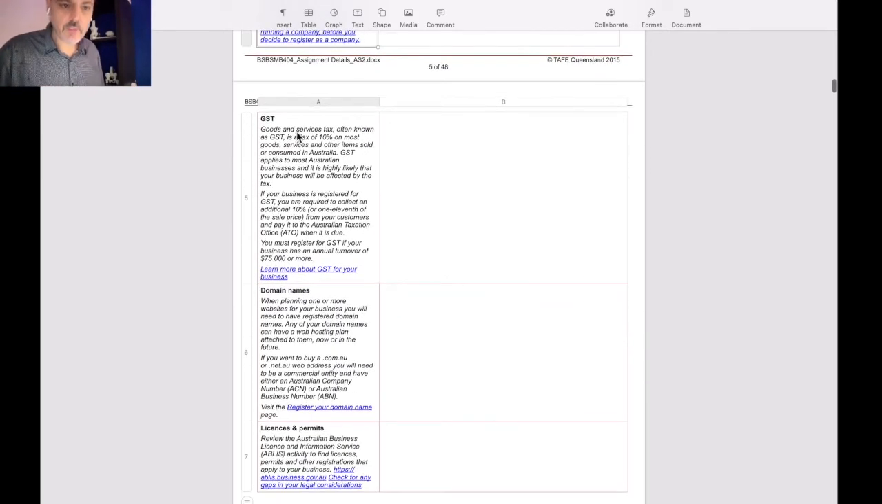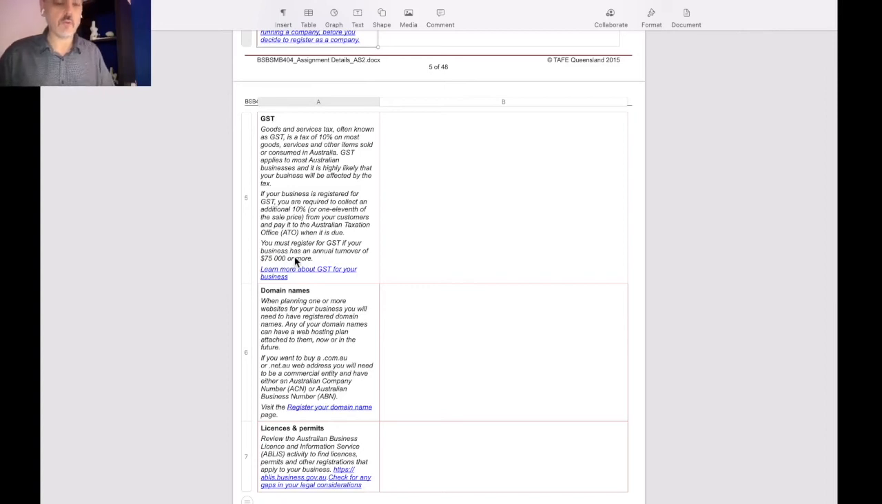So here, GST, Goods and Services Tax. As you're probably aware, we have to pay 10% on services in Australia for many goods and services. However, if you are not earning above a particular threshold, I recommend you look at that. It's currently $75,000 that you have to register.